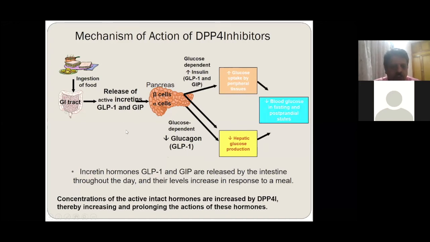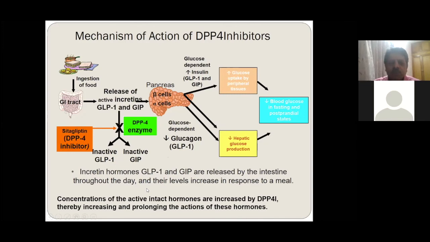And DPP-4 inhibitors are the drugs which act on the enzyme DPP-4, which leads to the destruction of GLP-1 and GIP. By blocking that enzyme, the activity of GLP-1 and GIP gets prolonged, hence it has a beneficial effect on long-term sugar reduction. So the concentration of the active hormones is increased and prolonged, hence there will be more and more insulin release.